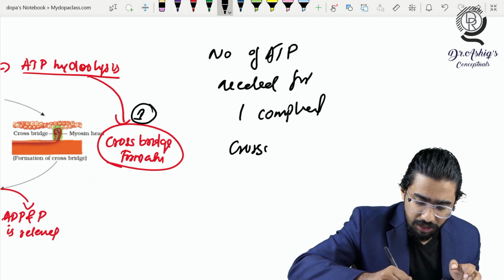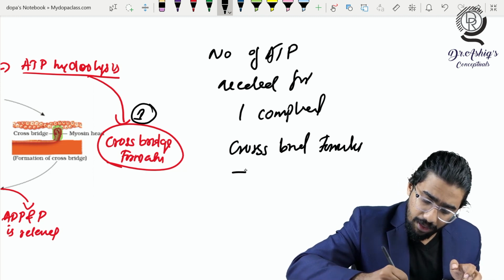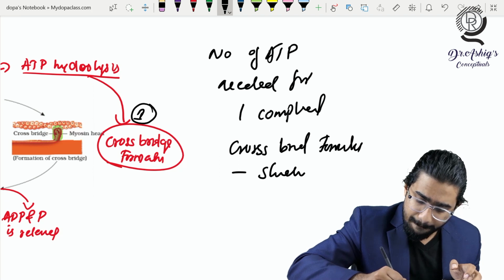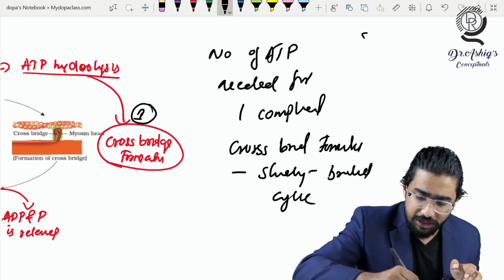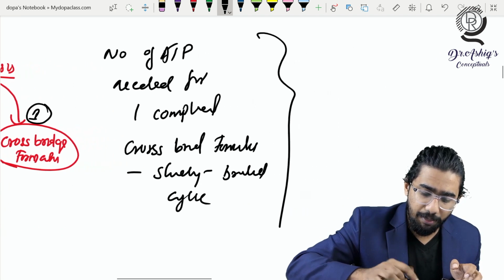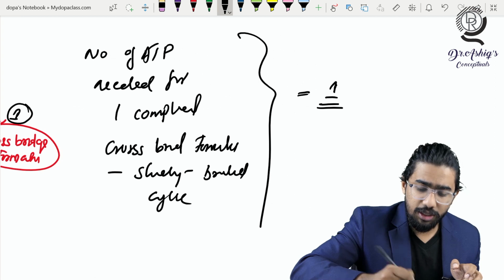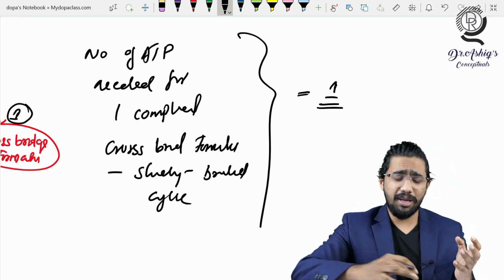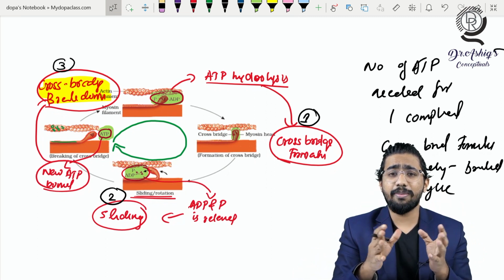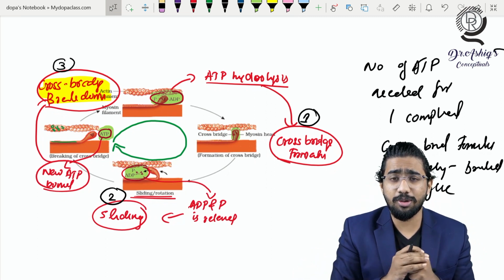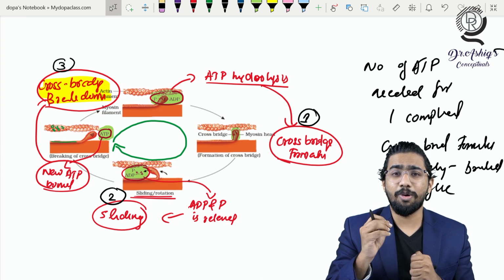cross bridge formation, sliding and breakdown cycle is equal to how much? It is equal to 1 there. So this is actually a very simple concept, and everything is explained in this figure in a well oriented manner, and this is a repeated NEET question also, so you have to understand this in a proper manner.